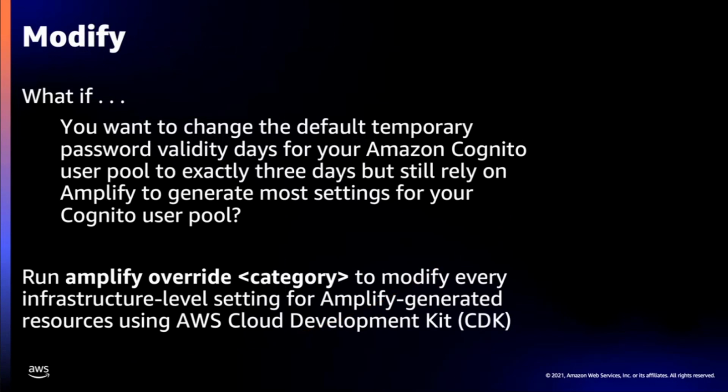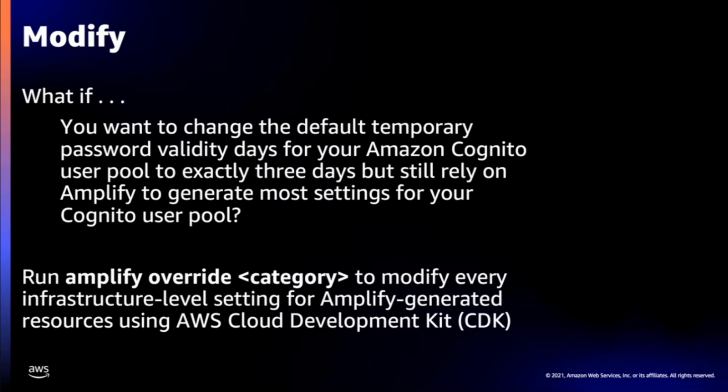So first, let's look at how we want to modify something. This is actually an issue that we have from a GitHub request, which is like, hey, my team really loves Amplify, I want to deploy to production, but what if I could change the default temporary password validity days setting for the Amazon Cognito user pool? Because that's what my company requires me to do.